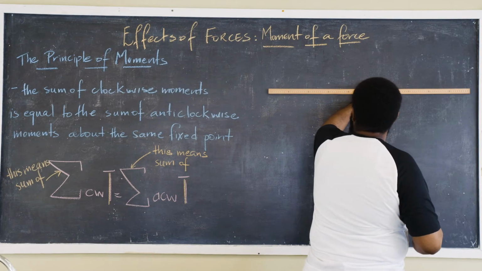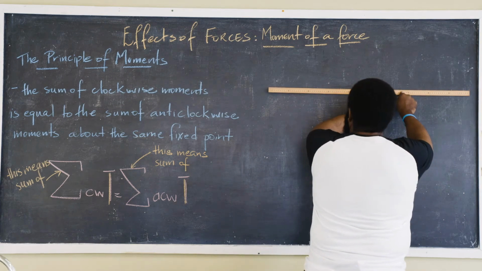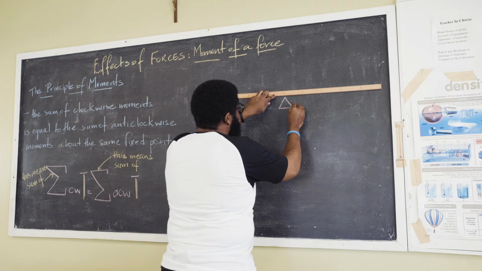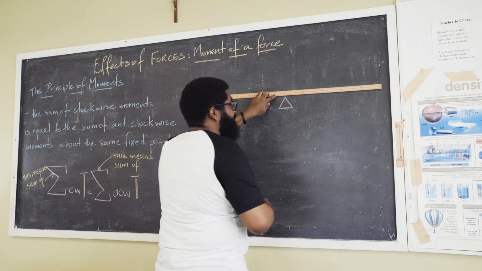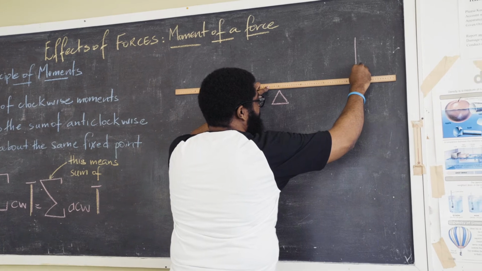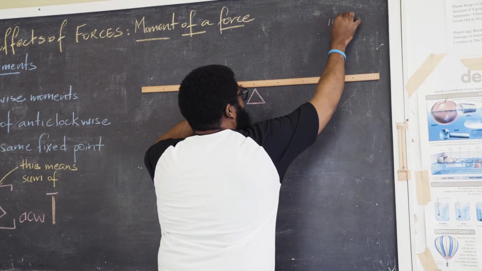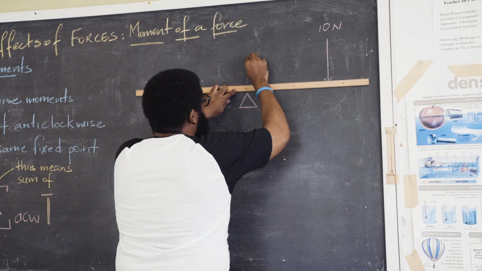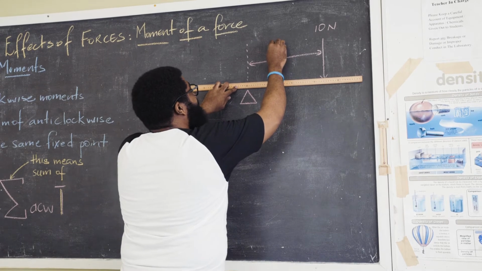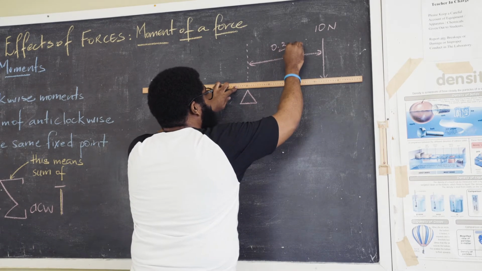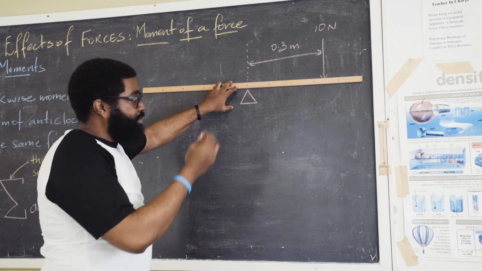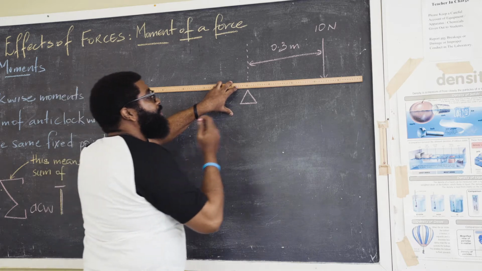Now, assuming this ruler is our object, or seesaw, we put our pivot here at our 50 centimeter mark, and there's a downward force here. Let's call this force 10 newtons, and let's say it is 0.3 meters from the pivot. Two things have to happen. First of all, if I ask you to find a moment of force, you have to do some calculation. But you also have to include the direction of rotation.